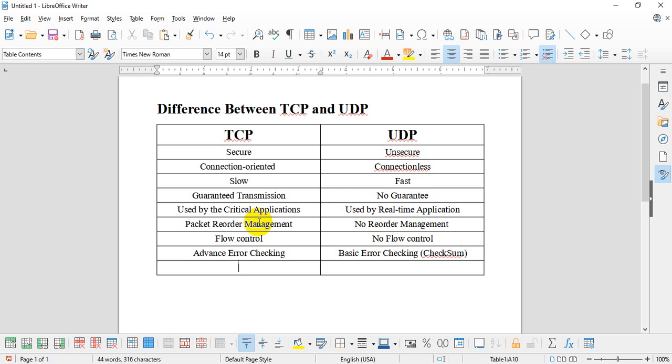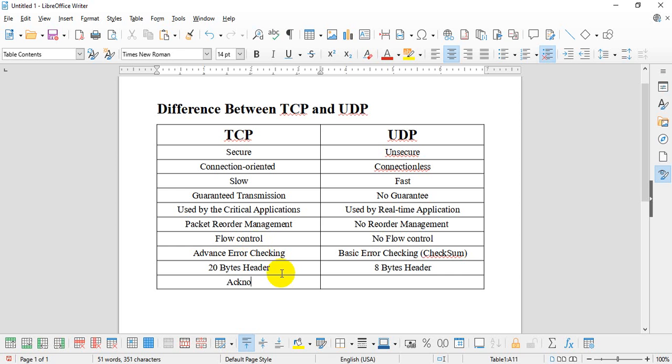And what are the differences between TCP and UDP? In TCP we have a 20-byte header. In case of UDP, we have only an 8-byte header. And in TCP, we have an acknowledgment mechanism.